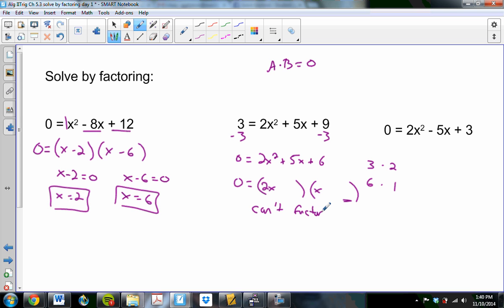Can't be factored, or can't factor. That doesn't mean it can't be solved. That just means that it can't be factored.